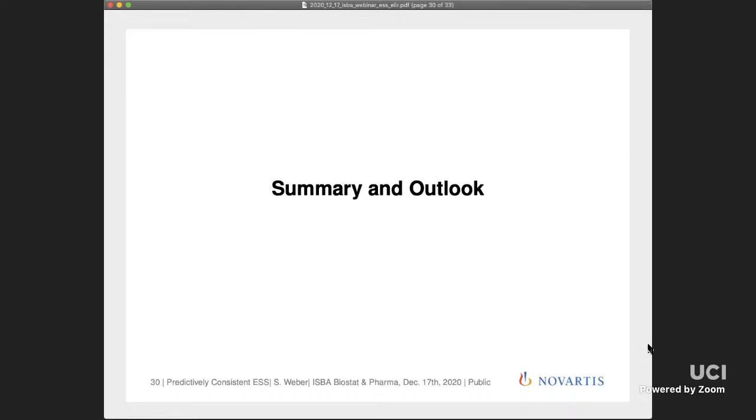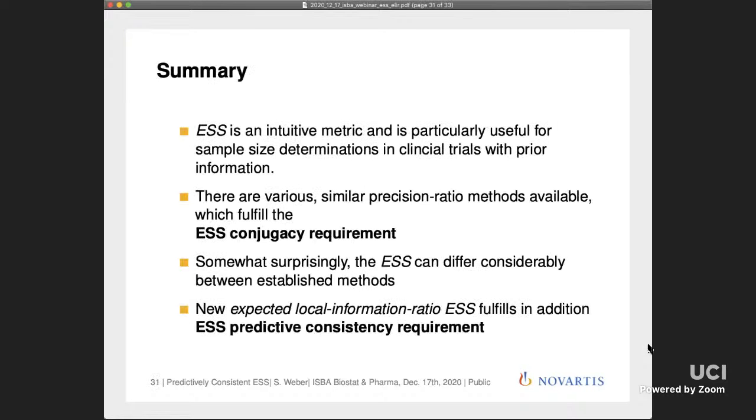Okay, with that, I'm coming to the summary and an outlook. I hopefully have convinced you that the ESS is an intuitive metric and is particularly useful for sample size determination in clinical trials where you use informative priors. The various similar precision ratio methods which are available so far fulfill the necessary requirement of what we call the ESS conjugacy requirement. So they reduce in the known cases to the commonly known and agreed on formulas.